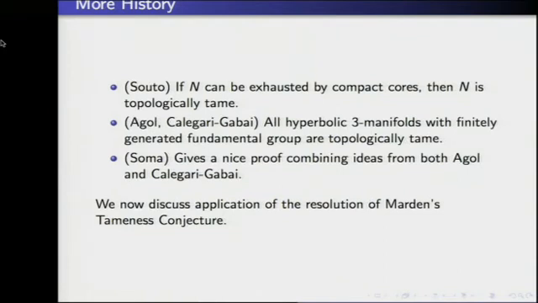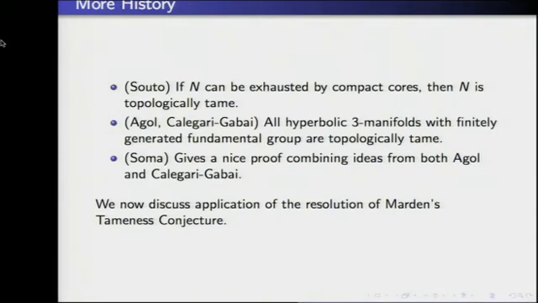There's a result of Soto, which I think was influential in the final solution of the Tameness conjecture. He showed that if a hyperbolic three-manifold can be exhausted by compact cores, then it is topologically tame. And finally, separately, Agol and Calegari-Gabai gave proofs of the entire conjecture, and Soma gave a nice proof which combines ideas from both of them.